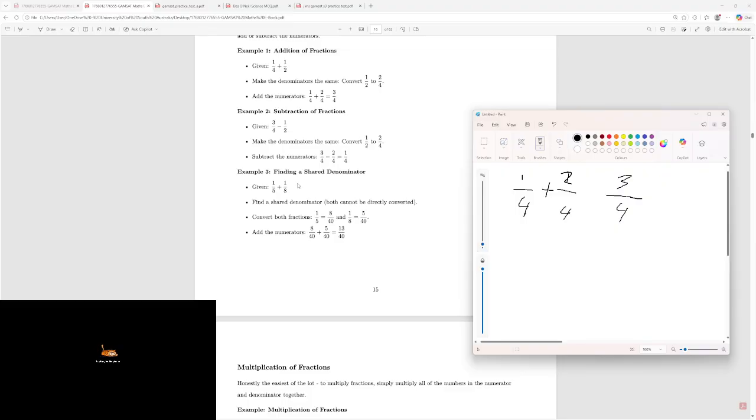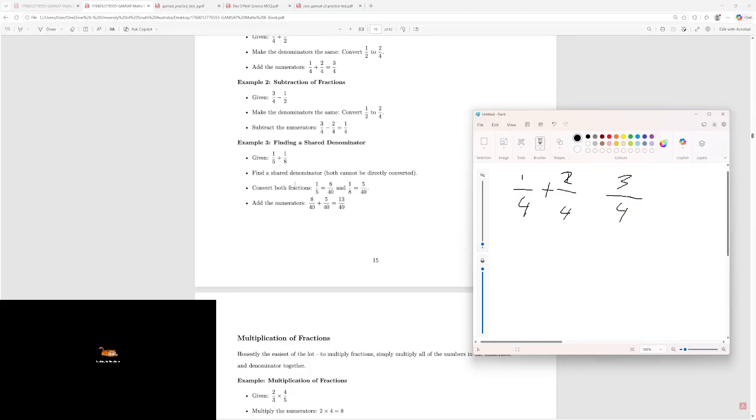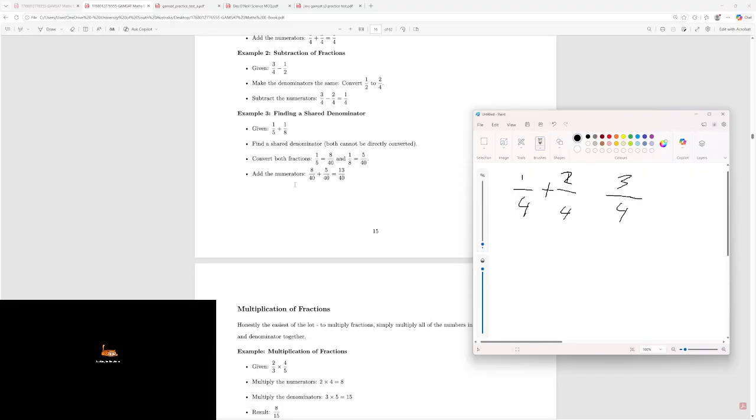But multiplication is different. So is division.